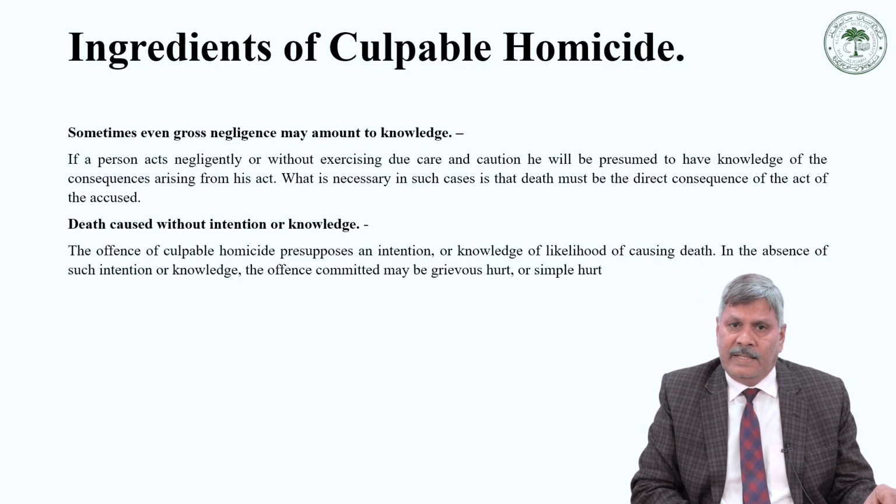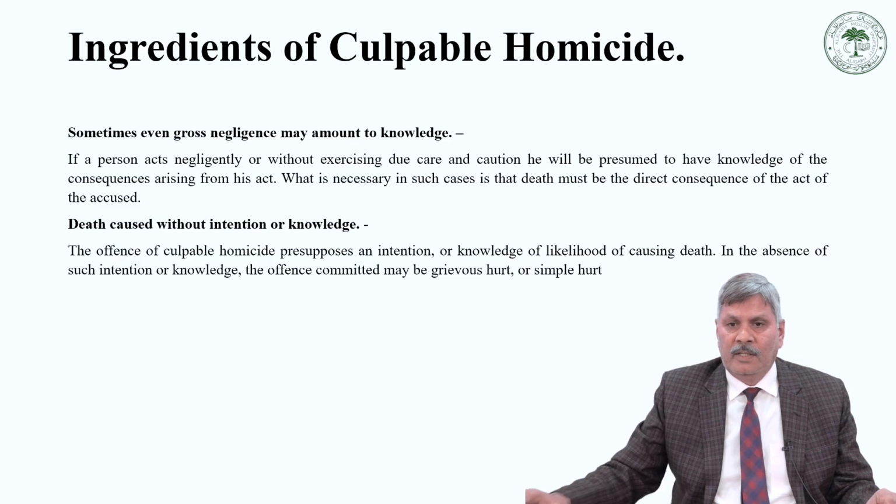If a person acts negligently or without exercising due care and caution, he will be presumed to have knowledge of the consequences arising from his act. What is necessary in such cases is that death must be the direct consequence of the act of the accused. Therefore, where death was because of some other cause of which the accused was unaware, he cannot be held guilty of culpable homicide.